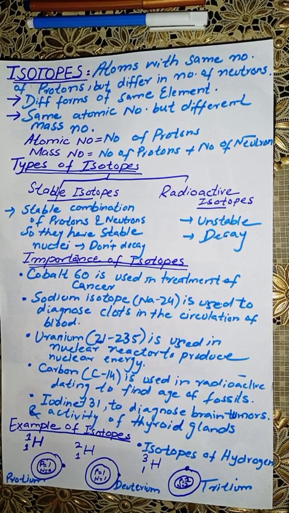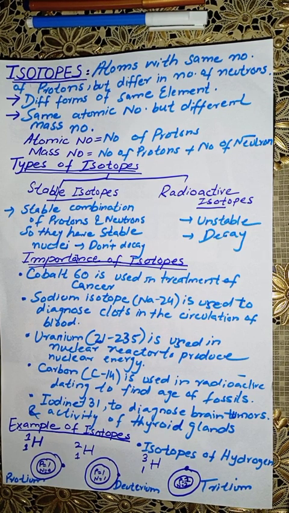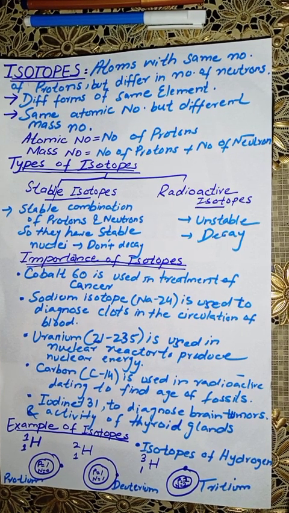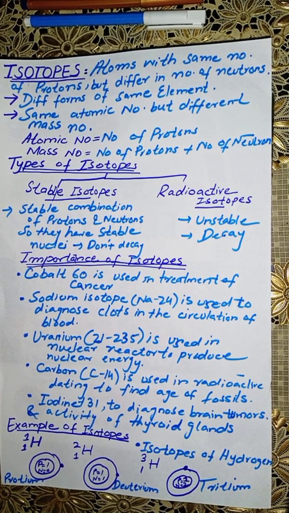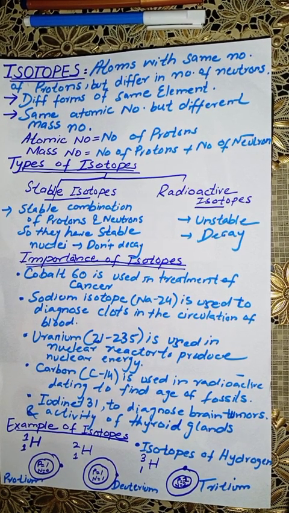Isotopes are basically different forms of the same element. An element is made up of the same kind of atoms, but these atoms can vary or differ in the number of neutrons. So atoms that differ in number of neutrons are known as isotopes.